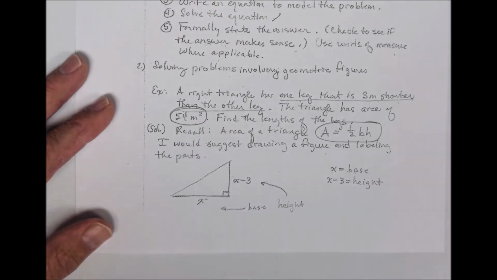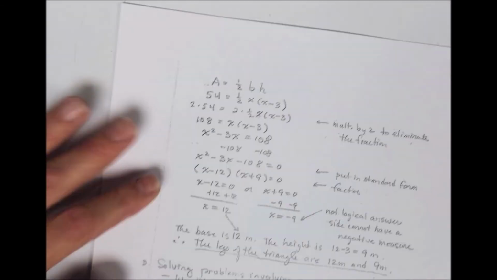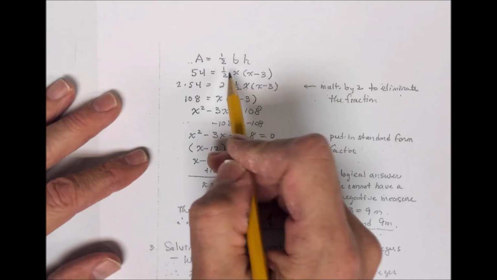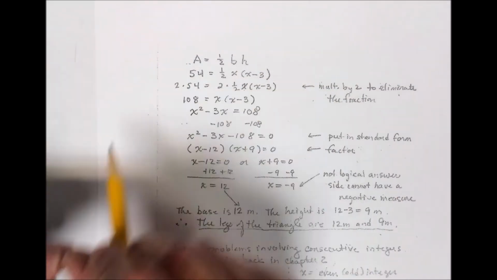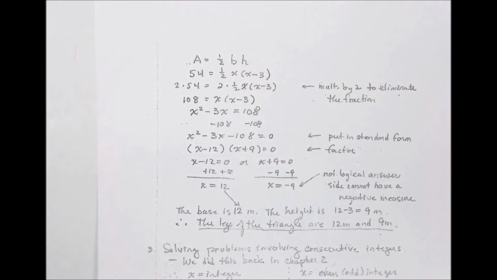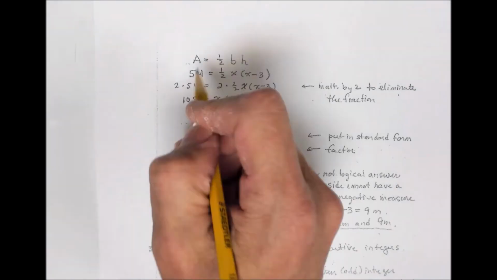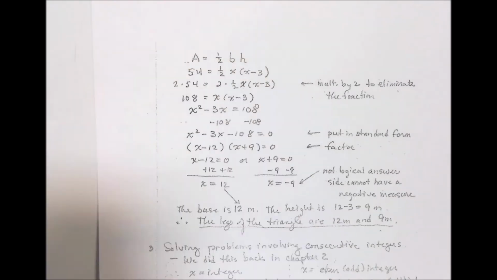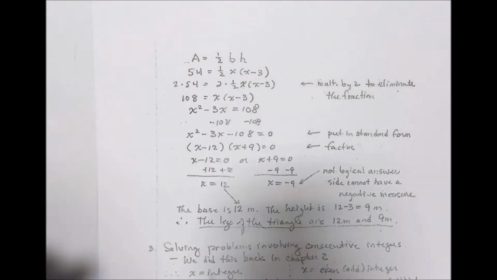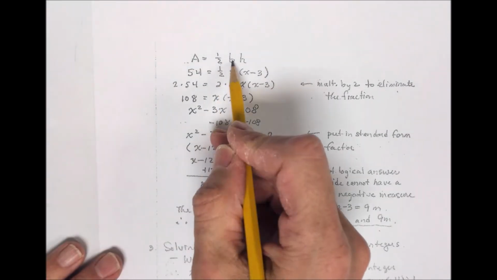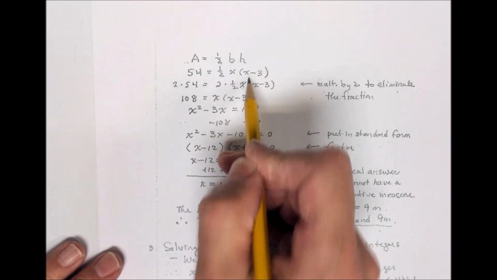So when I go to write this out, I have my area formula, 1/2 times base times height. I have 54 square meters for my area. So in for A, I put in my 54. And then in for, of course, the half is a half. In for my base, I put the x. In for my height, I put the x minus 3.